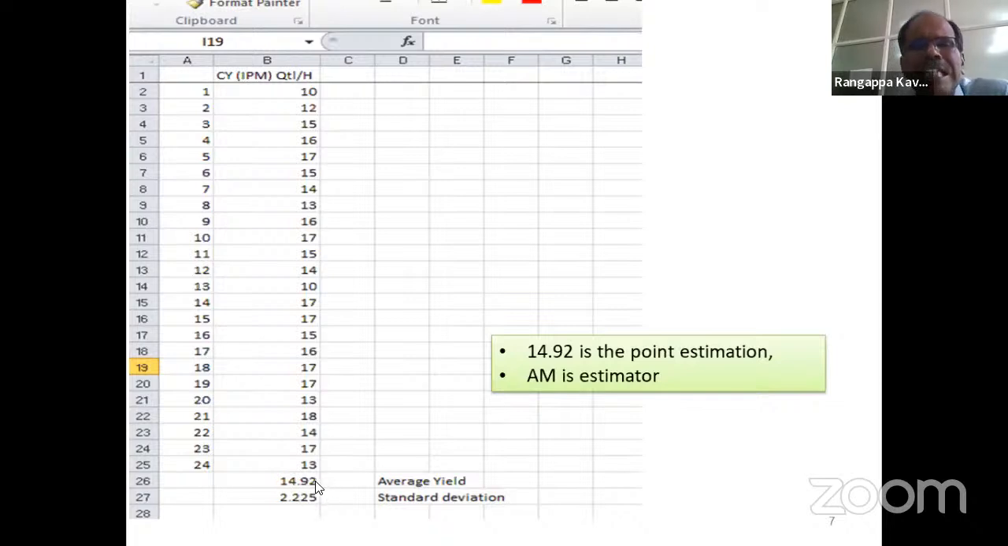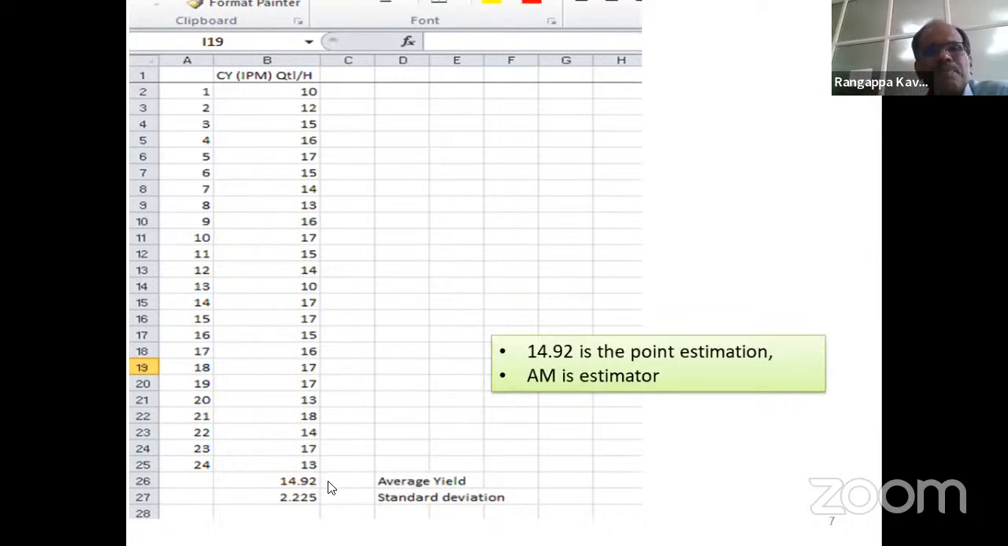See, this arithmetic mean is nothing but the point estimation. So that means the sample farmers have obtained an average yield of 14.92. This is a point estimation. So this group of farmers who have adopted this IPM technology have obtained a cotton yield of 14.92 quintal. So this is the arithmetic mean, the statistic, it is an estimator. This is an estimator which estimates a particular value for this particular group of sample. So this is a point estimator.